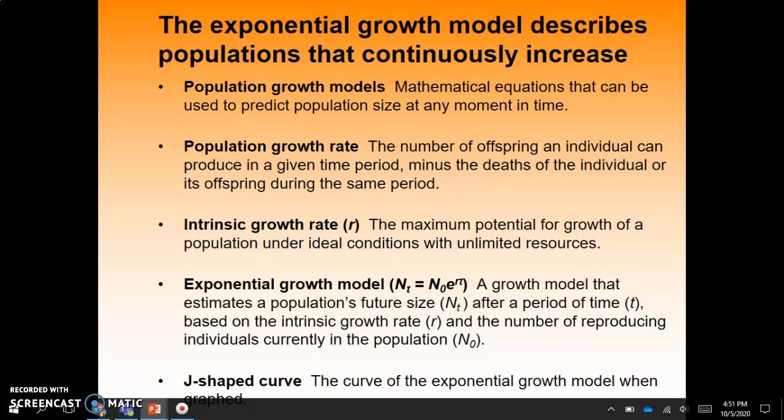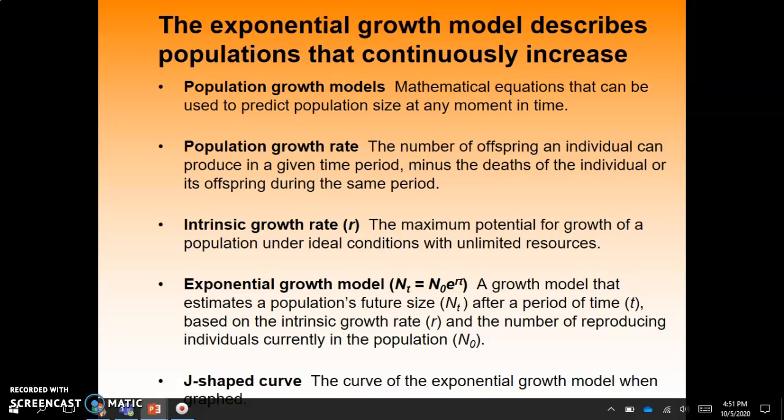So the future size will be N_t, and then the time will be t, so that t value is just the amount of time that's passed, and then the r is going to be the intrinsic growth rate, and then the number of reproducing individuals currently in the population is that N naught.